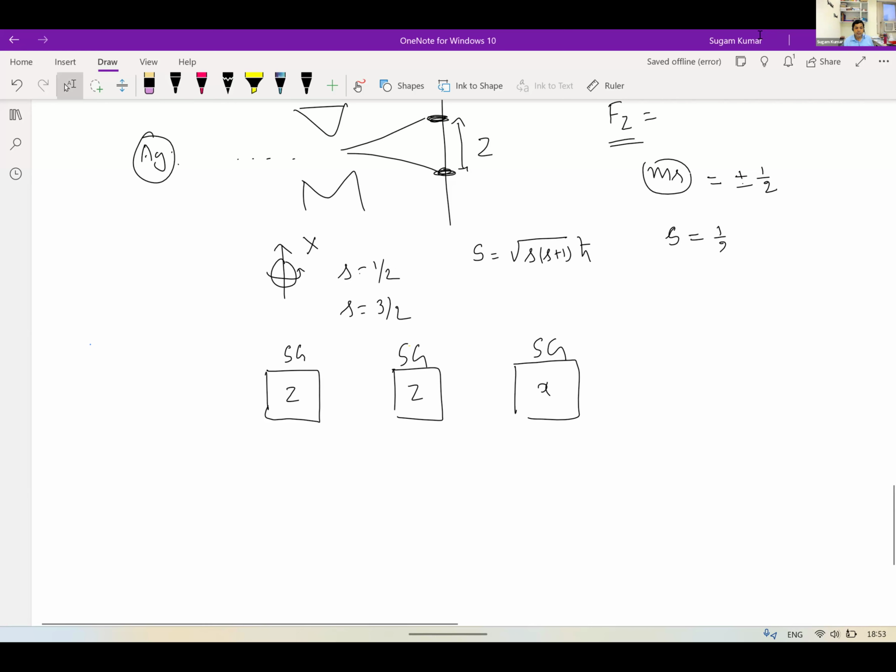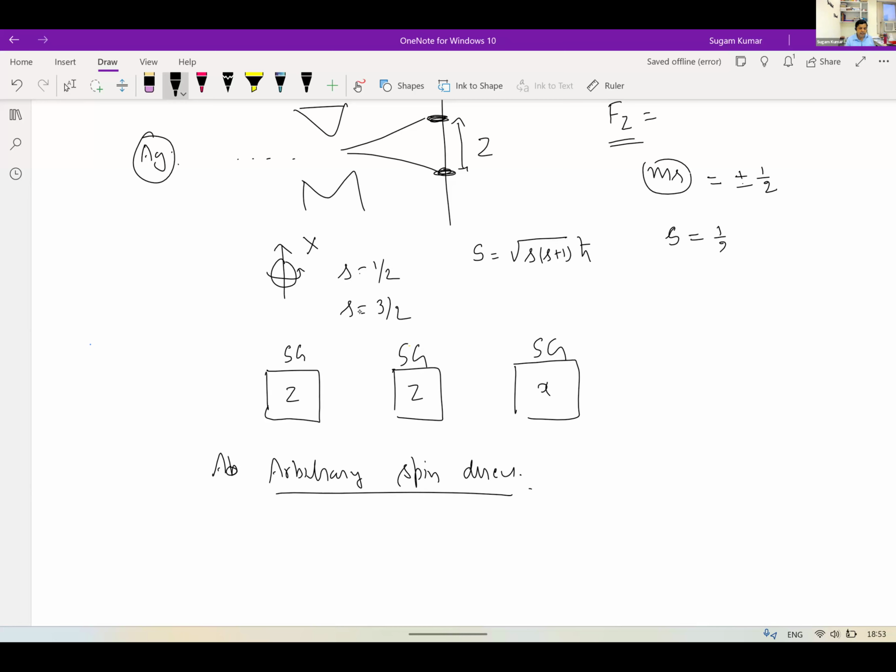This sequence is important because with it, I will try to explain how to write down the spin wave function, an arbitrary spin wave function, when the spin is in an arbitrary direction. It means the spin is not along Z, X, or Y, but somewhere in that space. And in that space, I will explain how to write down the operator.